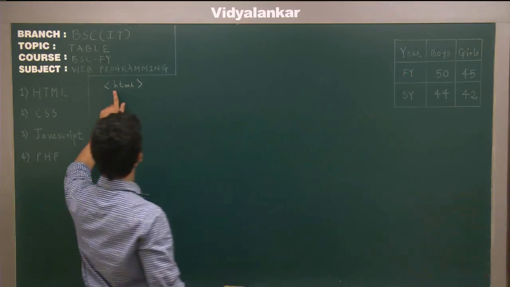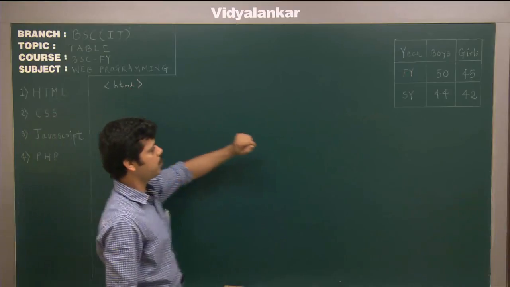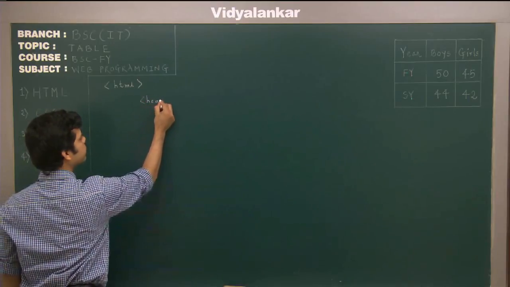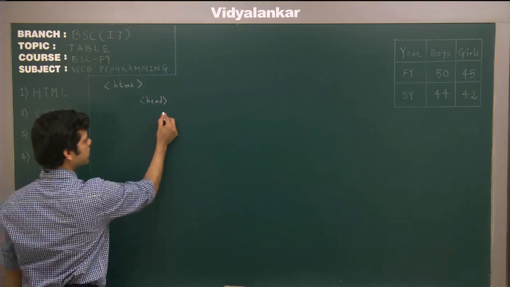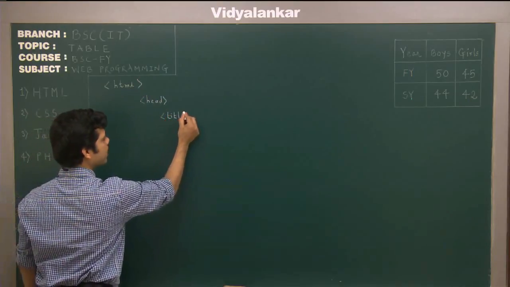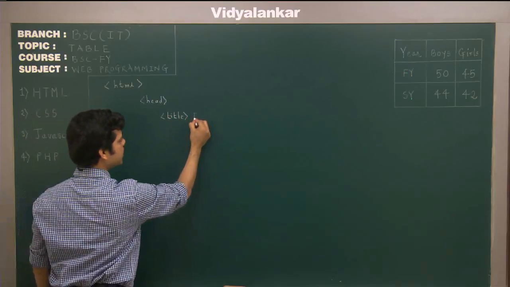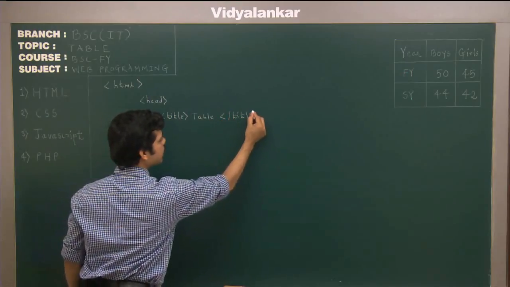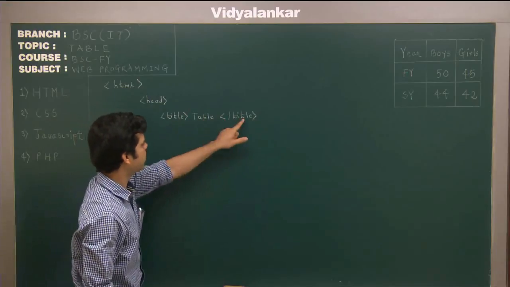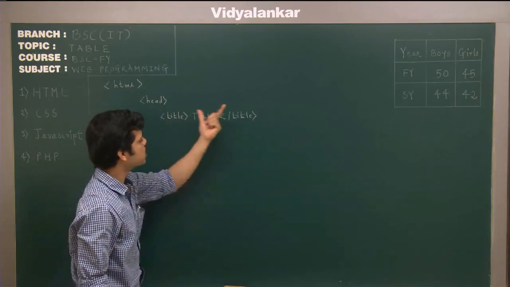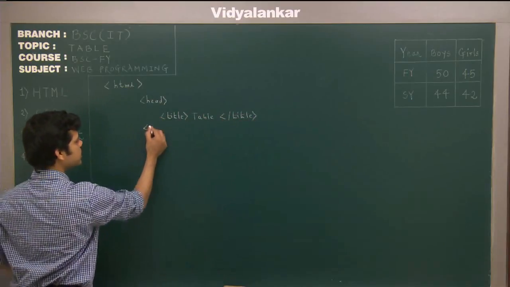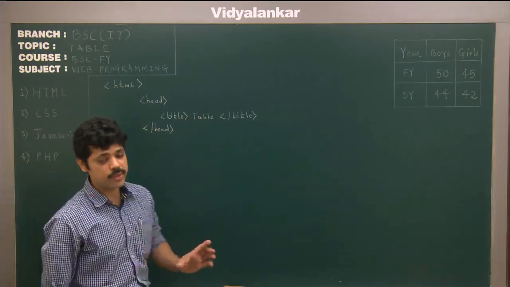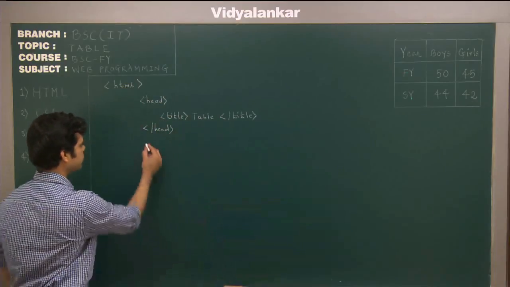So let us take the first tag, which is HTML. I want to give some title to my web page. So I have to use the tag head. And inside this head, I have to use the tag title. And let us take the title of my web page as table. And this is called the end tag, forward slash and the name of the tag. So this is called an opening tag, this is called a closing tag. Then this head gets completed. Then whatever data we will show on the web page should be present in the body tag.